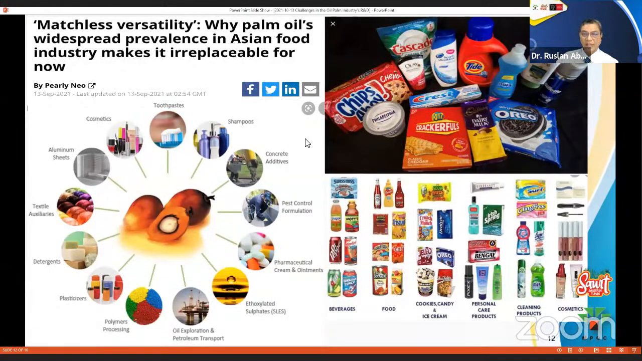People like to say that more than 50% of the products you see on the shelf contain palm oil, but I would say that more than 75% or 80% of the products you find in a supermarket will contain palm oil.